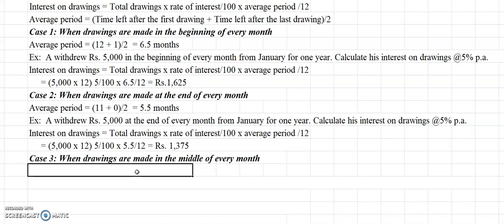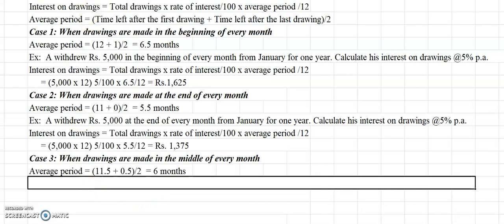And the last withdrawal will be in the middle of the last month, so December 15th. After that, how many days are left? 15 days, which means half a month. So 11 and a half months plus half a month, divided by 2. That is the average period. Average period is equal to (11.5 plus 0.5) by 2, that is 6 months.